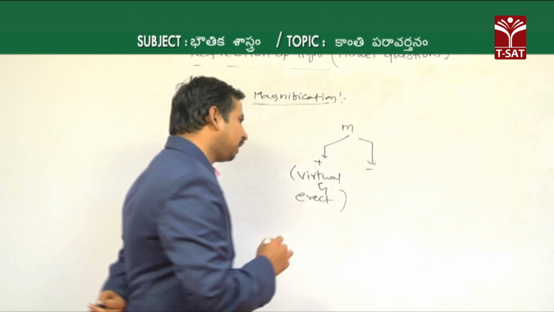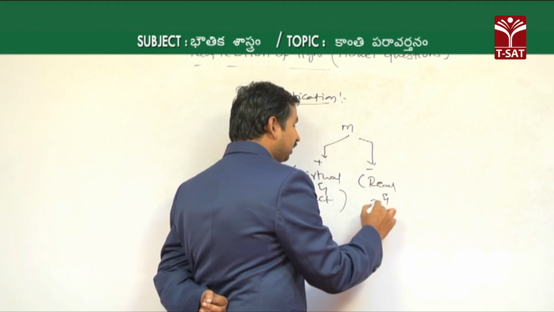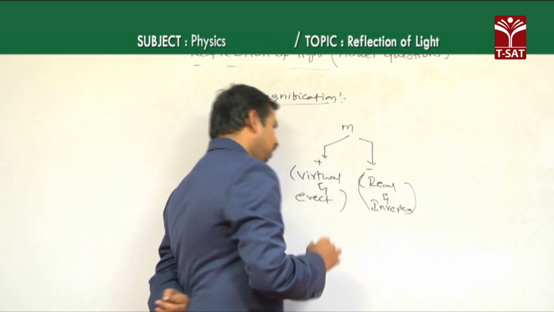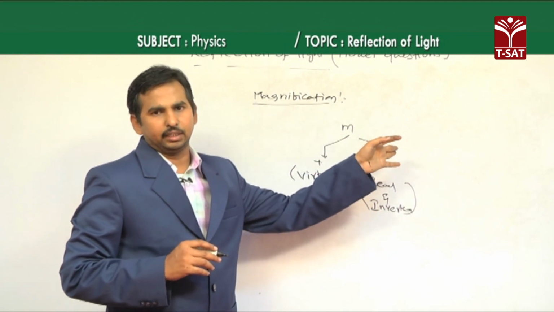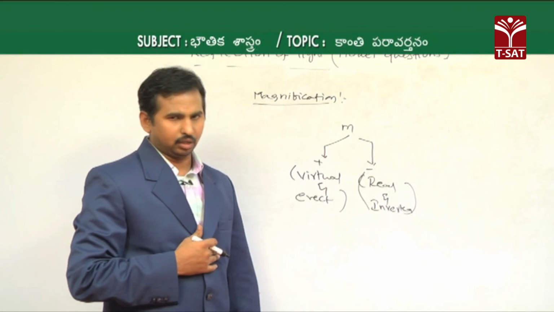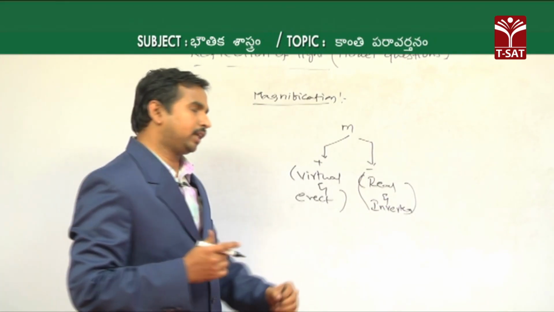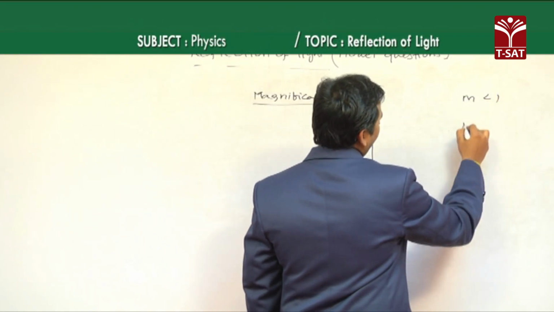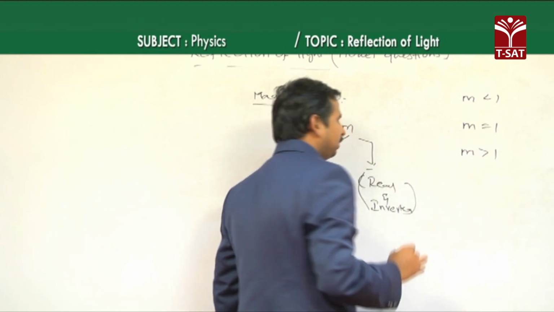Then we get a negative sign if you are taking a real and inverted image. In those cases we get negative values like -1, -2. And for these m values we have three different cases: m less than 1, m equal to 1, and m greater than 1.